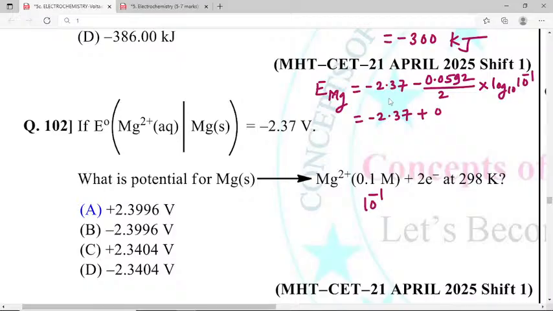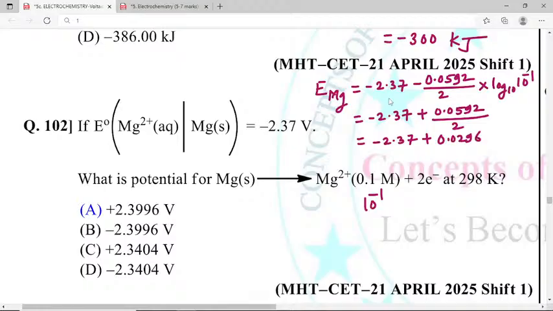plus 0.0592, this becomes divided by 2. So minus 1 has become plus, log to base 10 value is 1. So it is equal to minus 2.37 plus 0.0296.